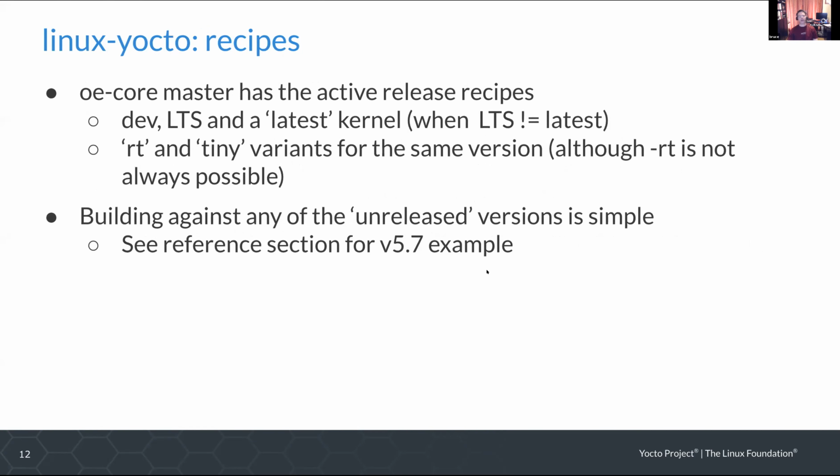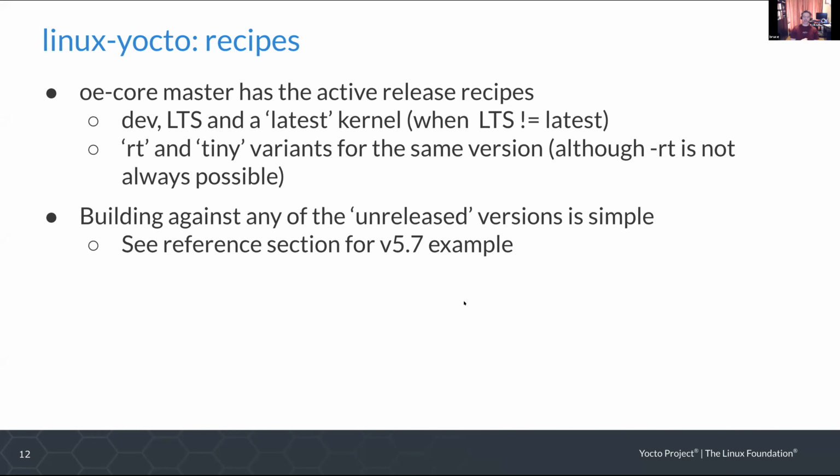So this is basically what I said before. OE-Core master has the active release recipes, which would be a dev one, LTS, and some sort of latest one, and that's only when LTS does not equal latest. So at one point, we just had a newer one in 5.10, for example. It also has RT and tiny variants for the same version, although unless upstream RT has done a release on that version, we're not porting PREEMPT_RT. So the branches are there, but it's only configuration for real-time kernels at that point.